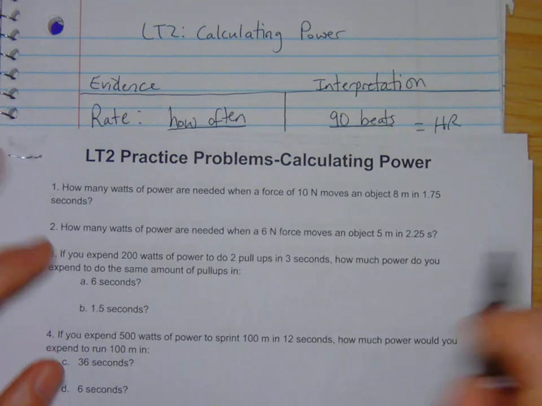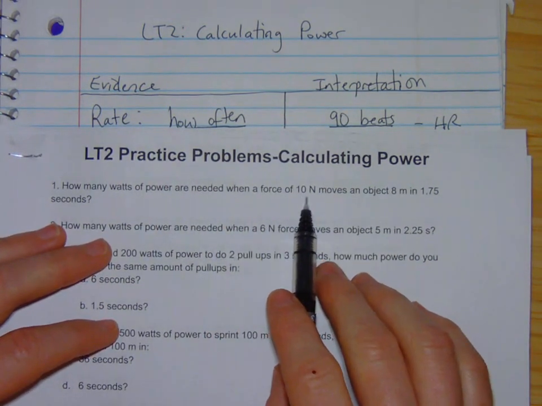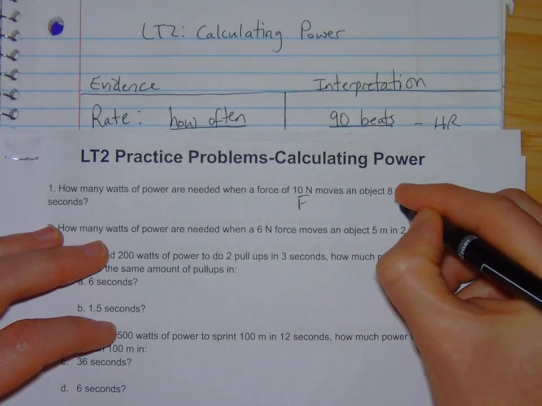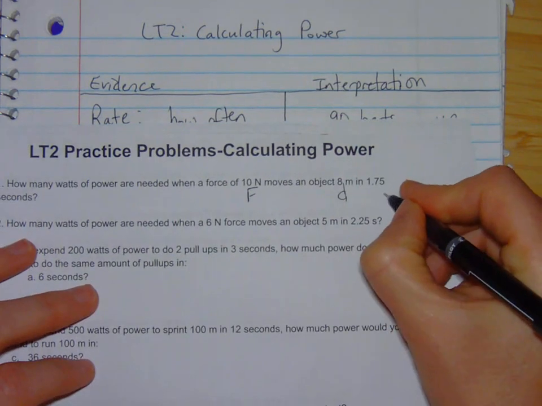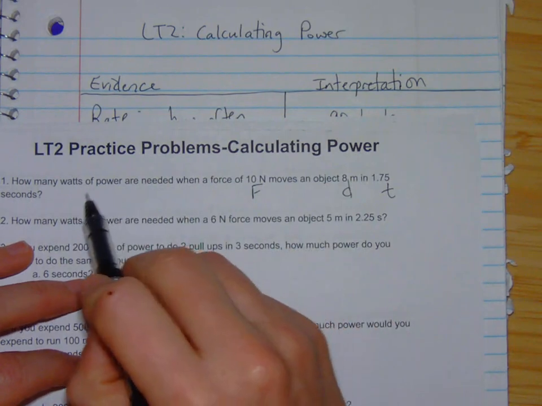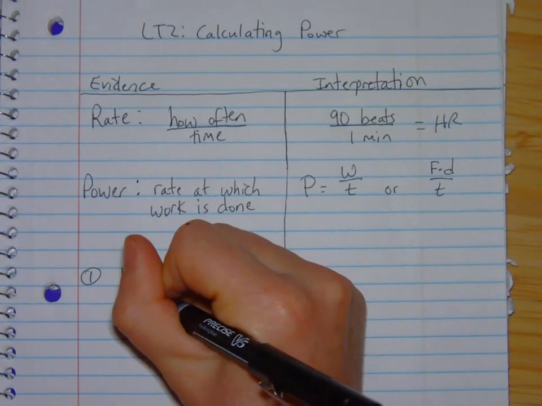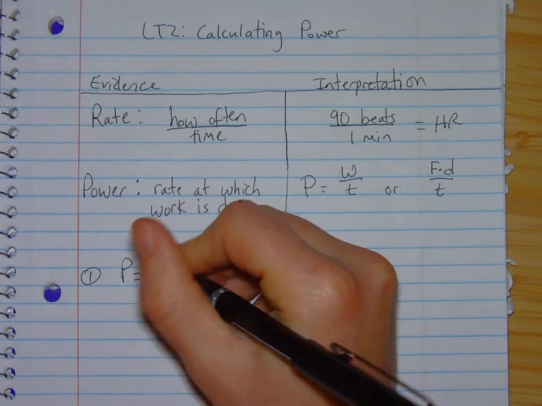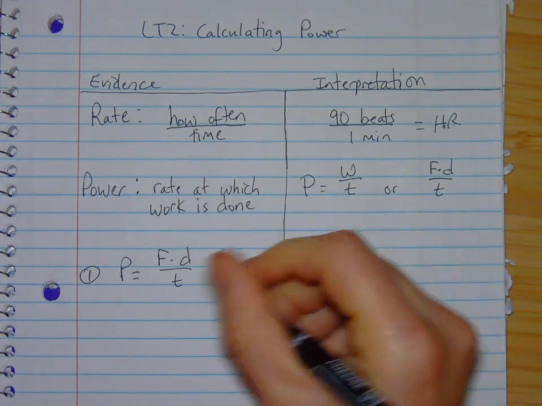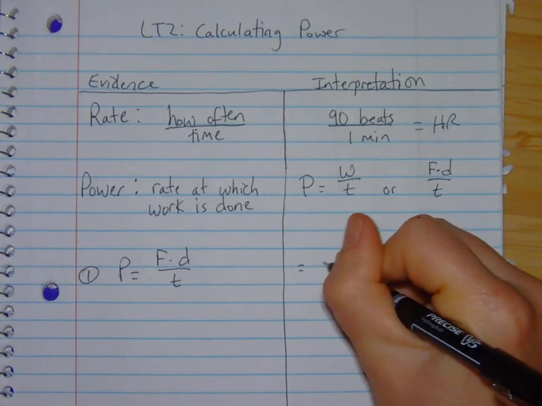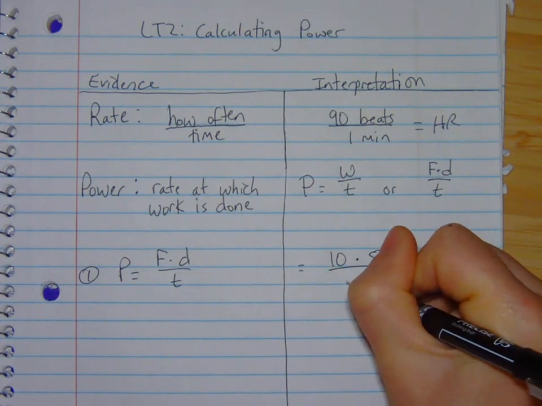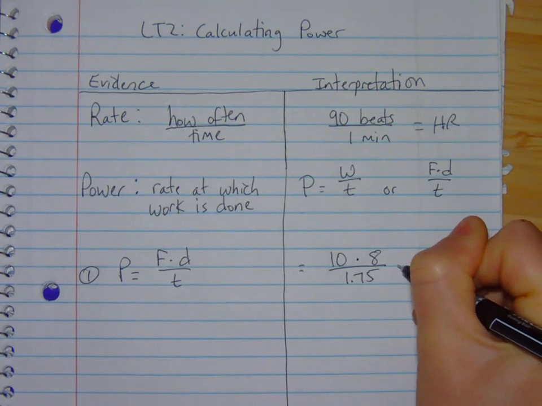The number 1 says, how many watts of power are needed when a force of 10 newtons, there we've got a force, moves an object 8 meters, now we've got a distance, in 1.75 seconds, now we've got a time. We're looking for the watts of power. So we know that power is the force times distance divided by time, which in this case is 10 newtons times 8 meters divided by 1.75 seconds.